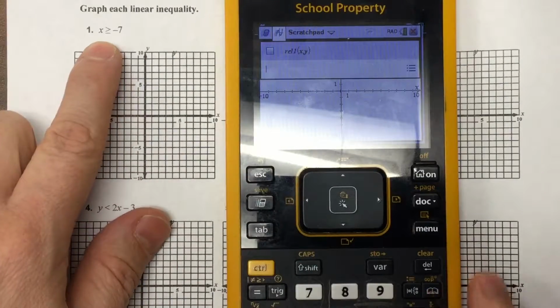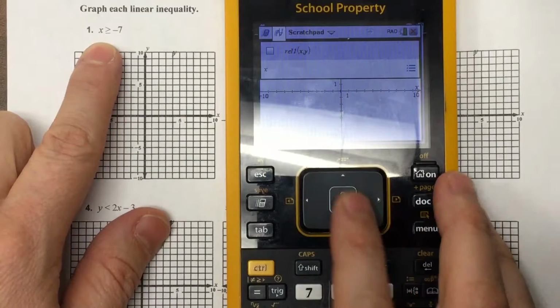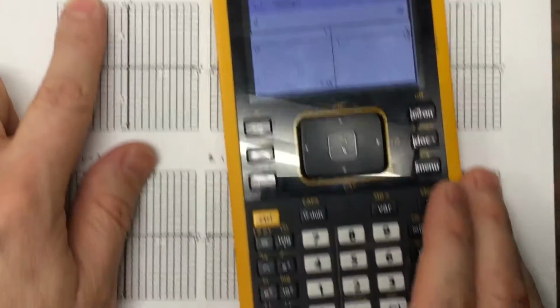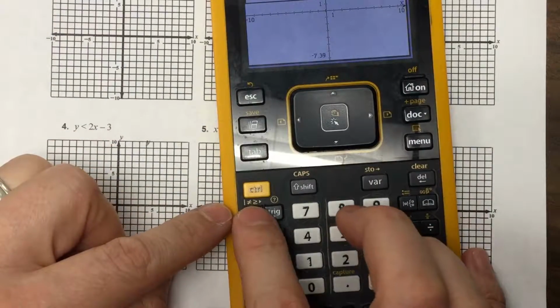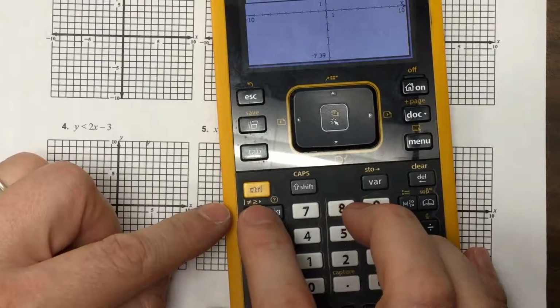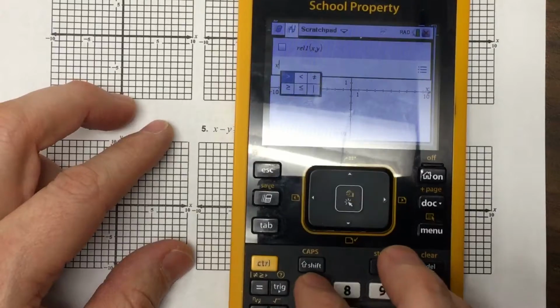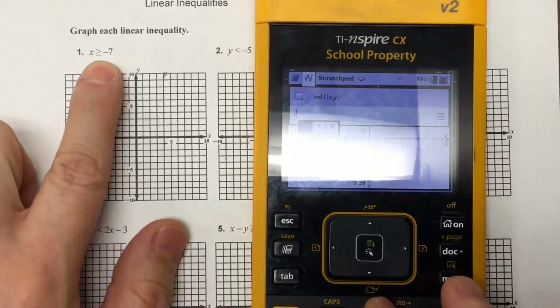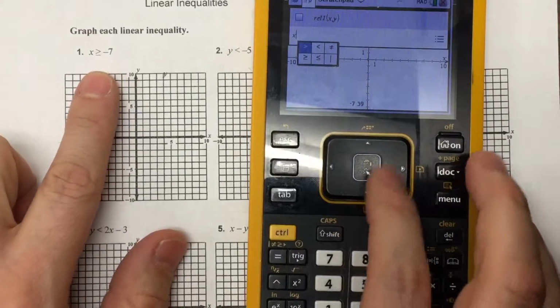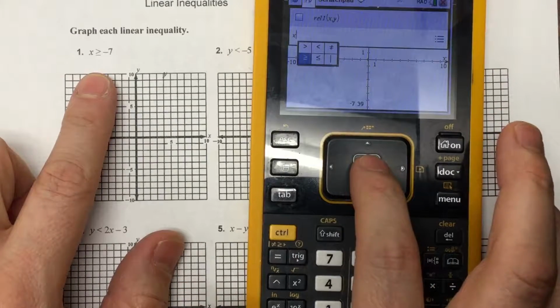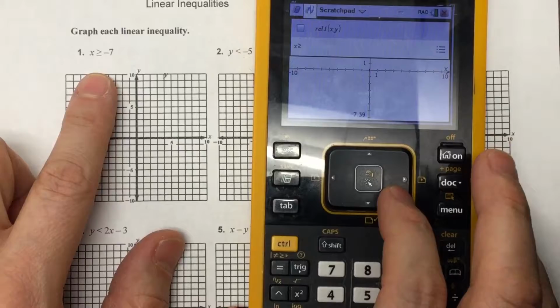So I'm going to type in x. Now how do I get to this greater than or equal to? If you look at your equal sign, look at the stuff right above it in yellow. You have some other options. If I push Control equal, that pulls up those options. And I want to use greater than or equal to. So I go down to greater than or equal to, push this button right here in the middle, and that puts it on the screen for me.